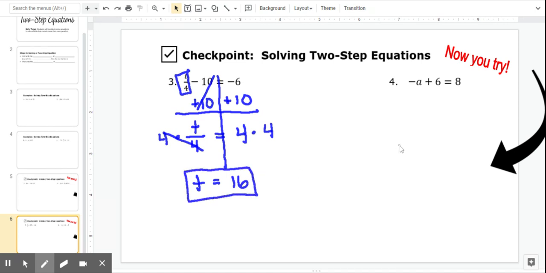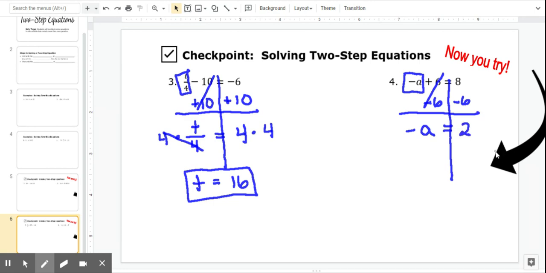One more problem, problem 4. What should I box off? Box off the -a. I'm also going to draw my line down the middle. What should I do first? -6 from both sides. My 6's cancel. Drop down the -a is equal to 8 minus 6 just gives me 2. What's my final step? Remember, this says negative invisible 1 times a. So to undo that, I need to divide both sides by -1. This will cancel. I get a is equal to -2.